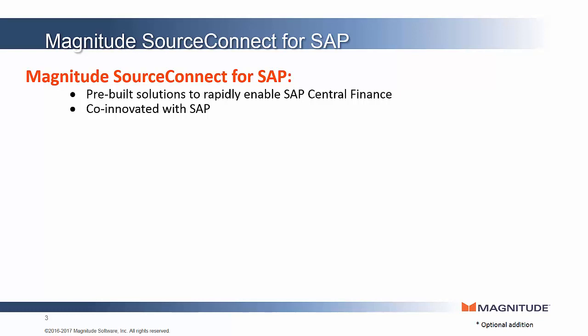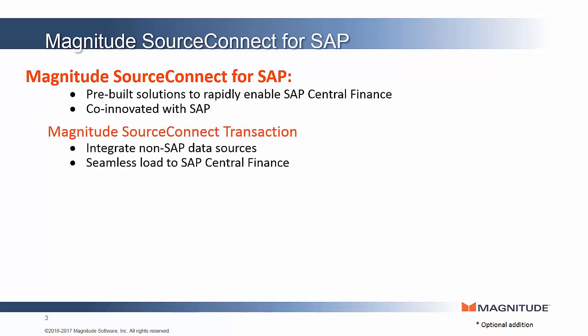Magnitude SourceConnect for SAP is a pre-built solution to rapidly enable SAP Central Finance. As I mentioned, it's co-innovated with SAP, and it's made up of 3 modules. The first one is Magnitude SourceConnect Transaction, which is there to integrate non-SAP data sources at a transactional level and provide a seamless load to SAP Central Finance.